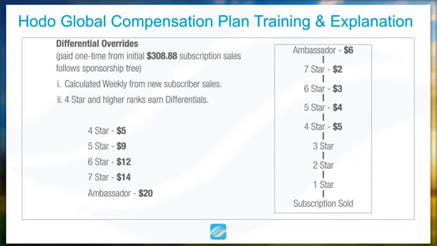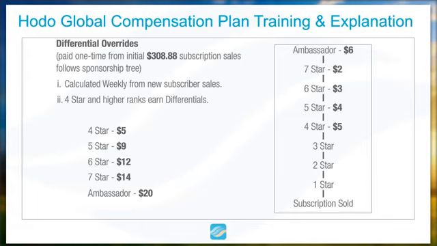But let's say that 4-star there that's getting that $5, Angel, was an ambassador. They get the full $20 right there, okay? Let's say that they were a 4-star and the person above them, that 5-star, was an ambassador. That ambassador would earn $15 because there's already $5 paid out. It's a differential. So out of the $20, there's $15 left to pay out, so it'd pay that ambassador $15.